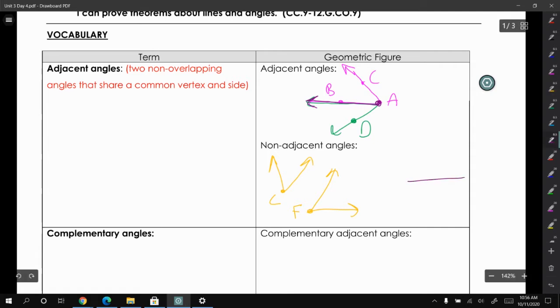Another example of non-adjacent angles would be if you had angle 1 here and angle 2 here. Those do not share a vertex. You could say, yeah, they share this side right here, but they don't share a vertex. The vertex for angle 1 is right there, and the vertex for angle 2 is right there. They're not the same.